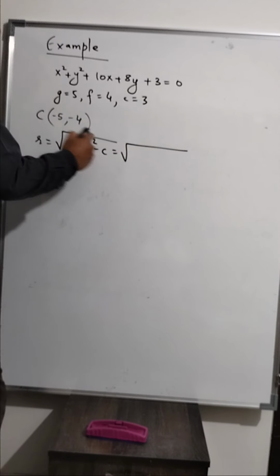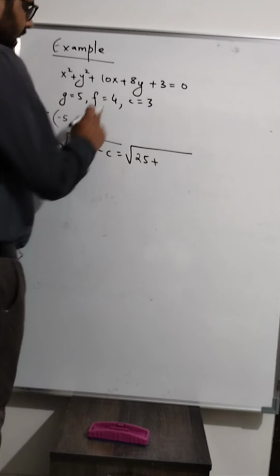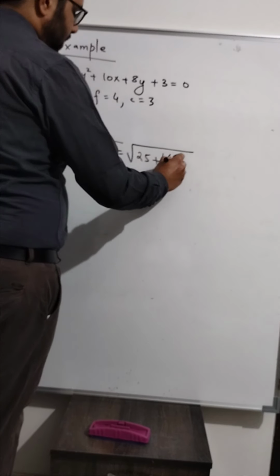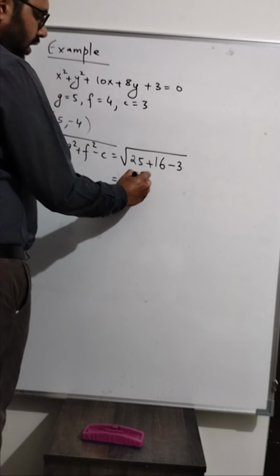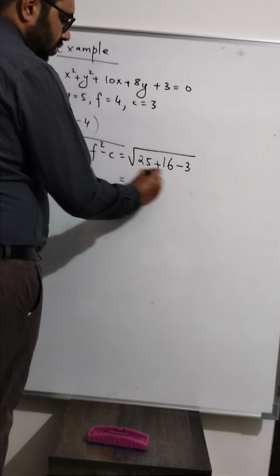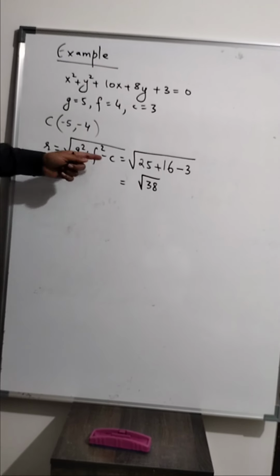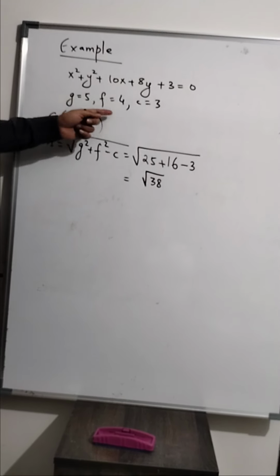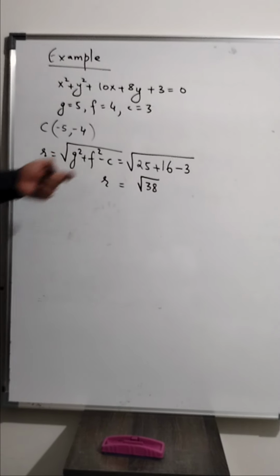Therefore square root of g square, 5 square, will become 25. F square, value of f is 4, so 4 square will become 16, and minus 3. So 25 plus 16 will be 41, 41 minus 3 is 38. So this will be square root of 38. Using this formula, by substituting the values of g, f and c, we get the value of radius as square root of 38.